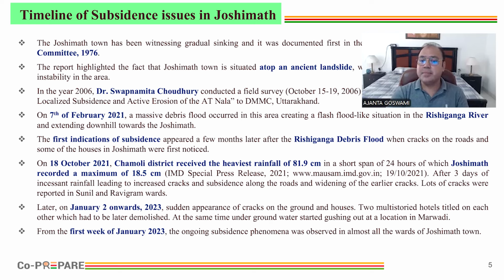And at the same time, underground water started gushing out at a location in Marwari. You have seen many pictures in newspapers where two hotels started tilting towards each other, which were later demolished also. And then there was an issue where it was reported that water was gushing out from one particular location in Marwari, where the discharge was close to 600 LPM during that time.